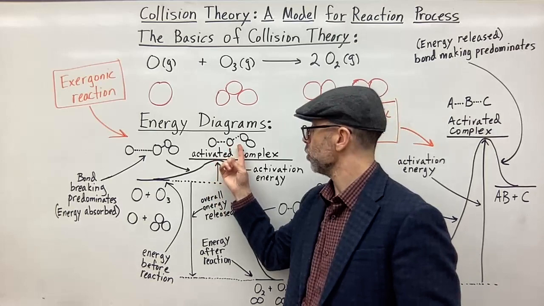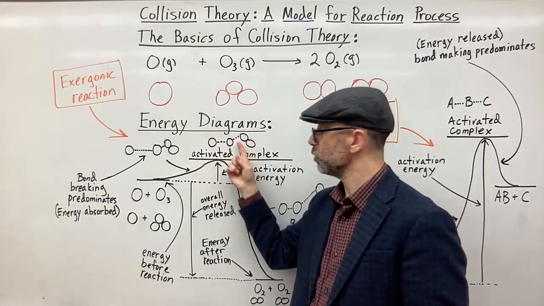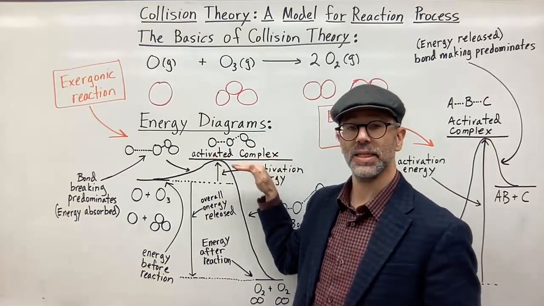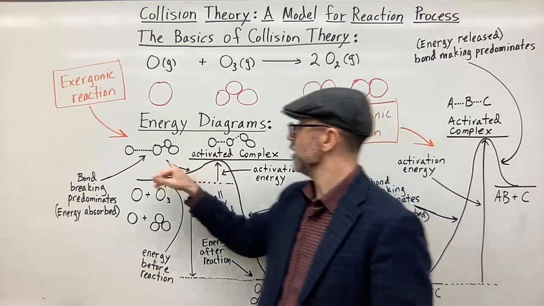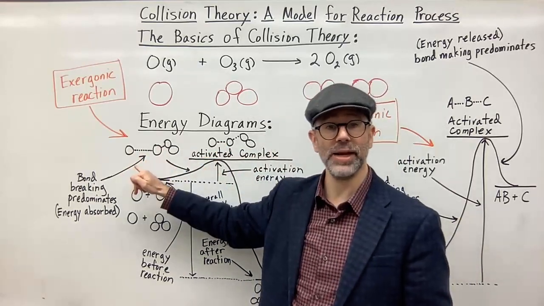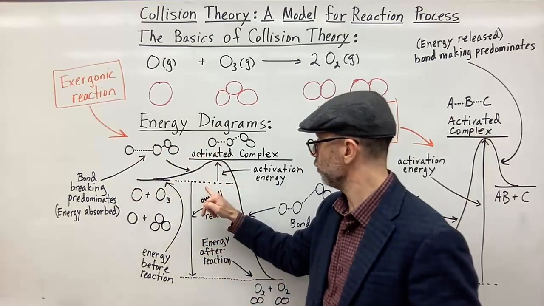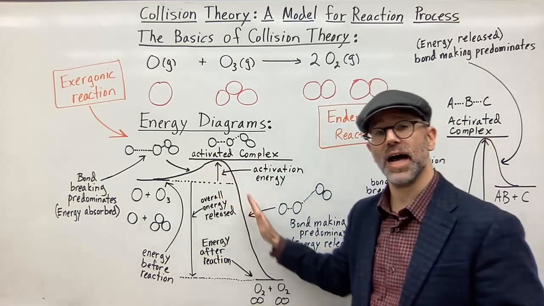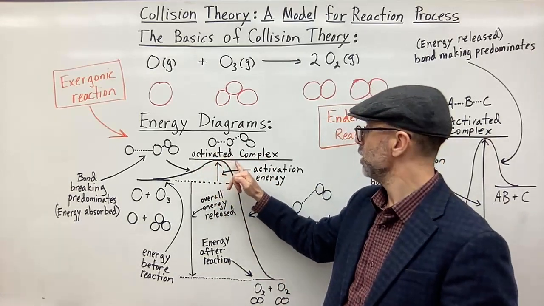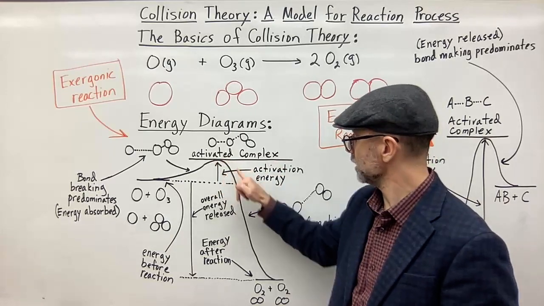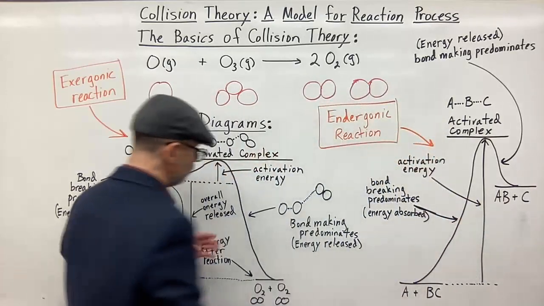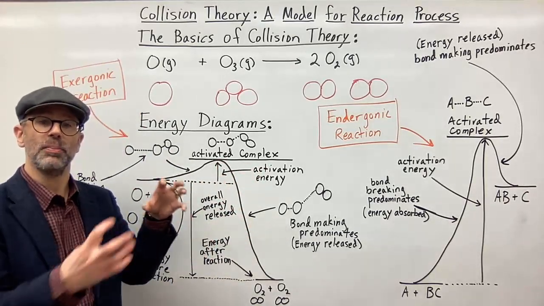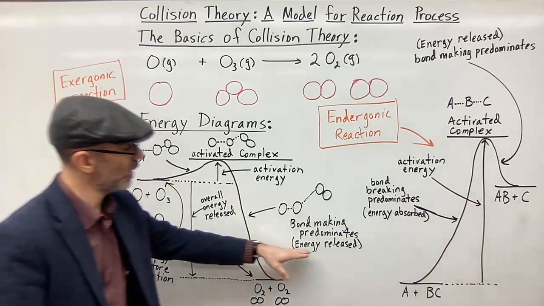So at this point, we're equally forming as well as equally breaking bonds. So the energy is at its highest point here. This is the least stable state. If the two colliding reactants have enough energy to overcome this activation energy and form the activated complex, then it's all downhill from there. So now, at this point, you've overcome the activation energy. And so now bond making is predominant. So now the predominant thing is bond making. And so energy is being released.